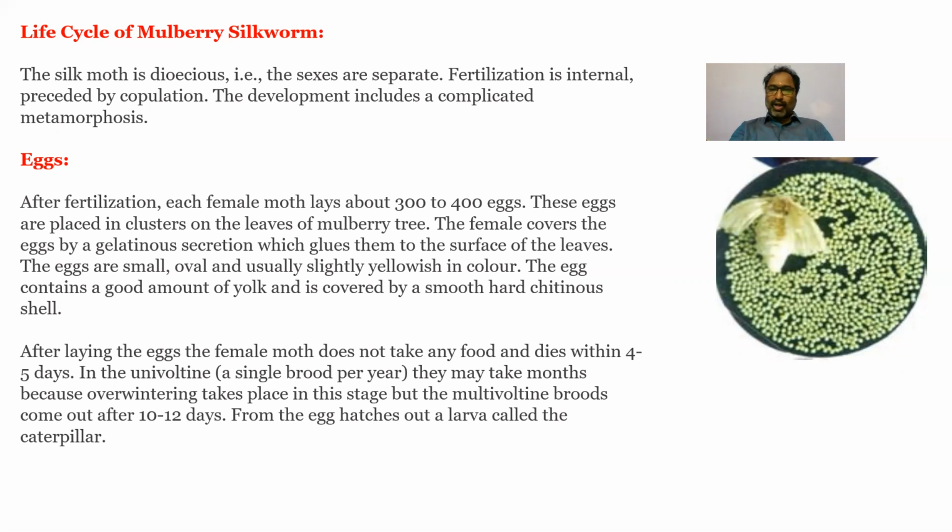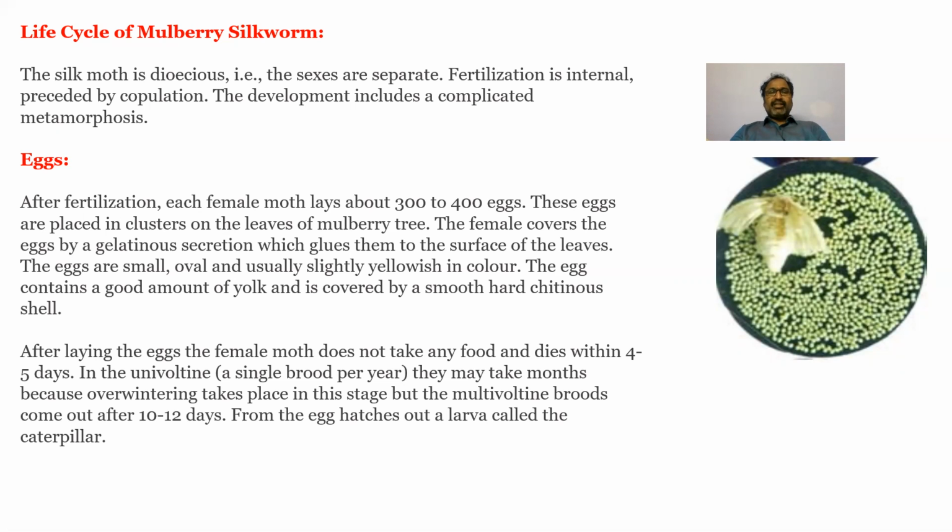The eggs are small. What are they like? They are very small, oval in shape, and usually slightly yellowish to white in color. It depends from one variety to the other. The egg contains a good amount of yolk, as usual, and is covered by a smooth, hard, chitinous shell. Each and every egg contains a large amount of yolk covered by a hard chitinous shell.